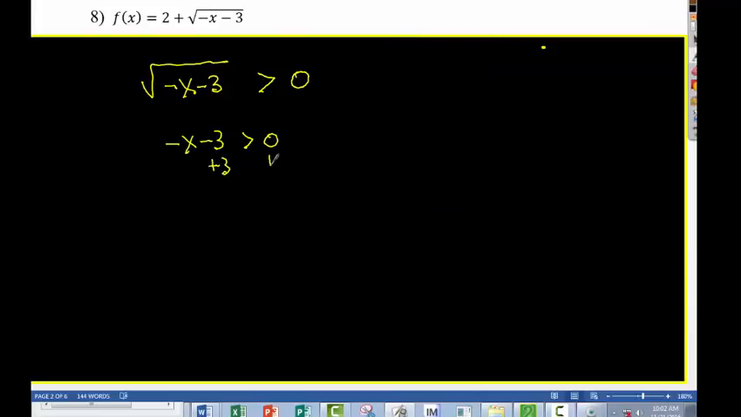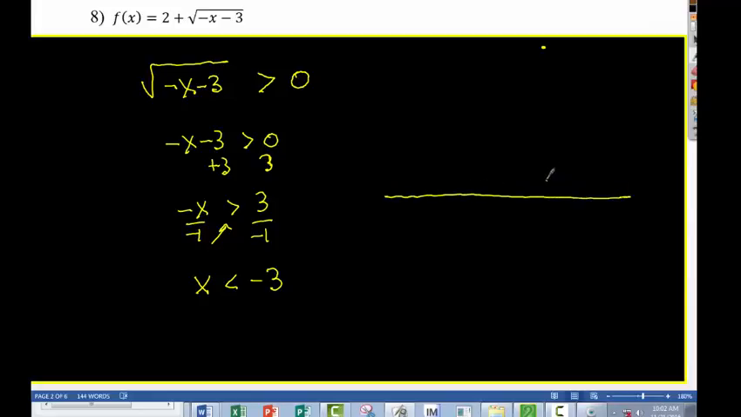So here I move the 3 over, and I get negative x greater than 3, and divide by the negative 1. Now, don't forget, when you divide by negative 1, the sign must change. So here I get x has to be less than negative 3.